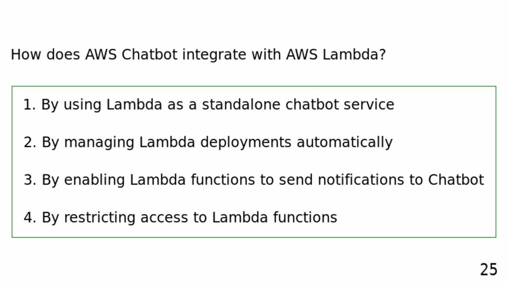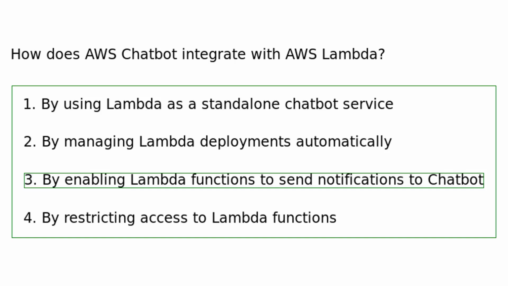How does AWS Chatbot integrate with AWS Lambda? By using Lambda as a standalone chatbot service. By managing Lambda deployments automatically. By enabling Lambda functions to send notifications to Chatbot. By restricting access to Lambda functions. AWS Chatbot can integrate with AWS Lambda by enabling Lambda functions to send notifications to Chatbot, creating alerting and automation capabilities.